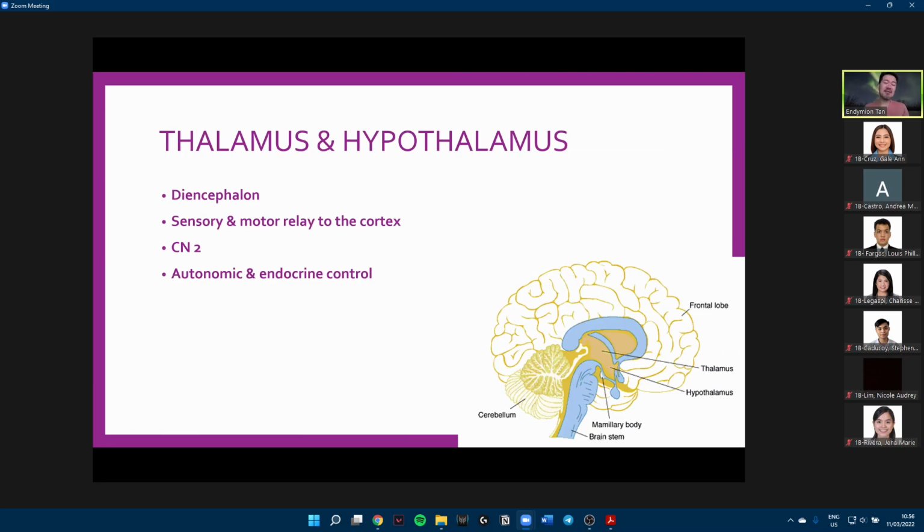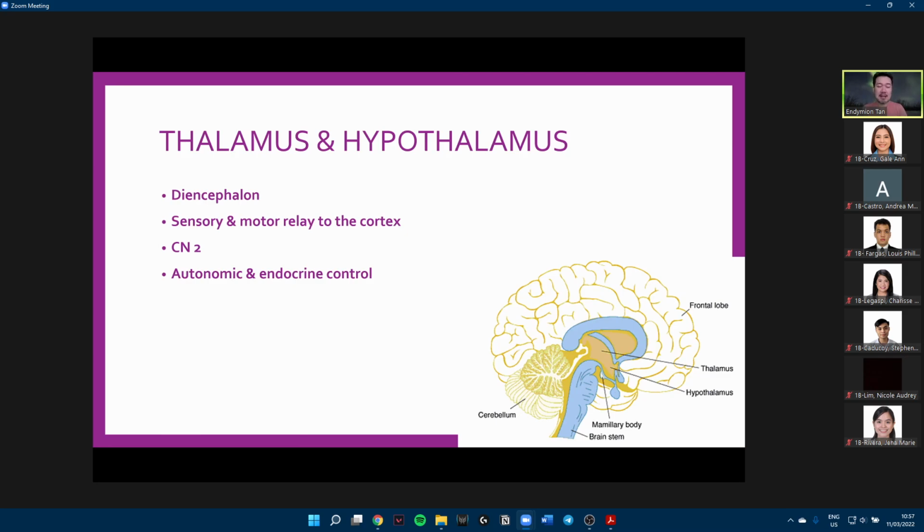Next, the diencephalon differentiates into the thalamus and the hypothalamus. The thalamus is very important as a sensory and motor relay station to the cortex. Example, the spinothalamic tract from the spinal cord to the thalamus, and the thalamus serves as a relay station to send those afferent impulses to the cortex. And the thalamus is not only for sensory. The cortex can also send impulses through the thalamus to the spinal cord, the corticospinal tract.